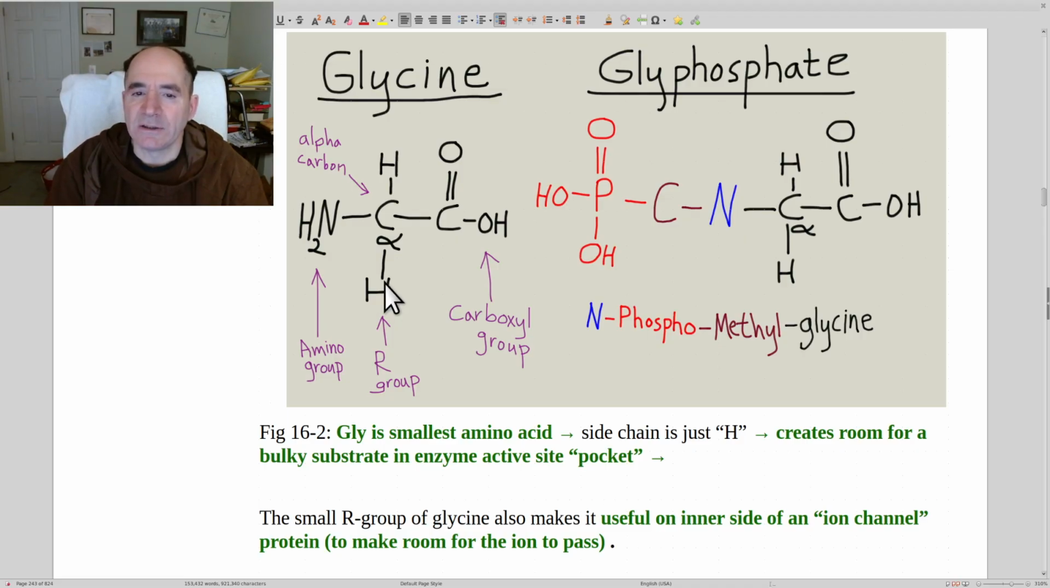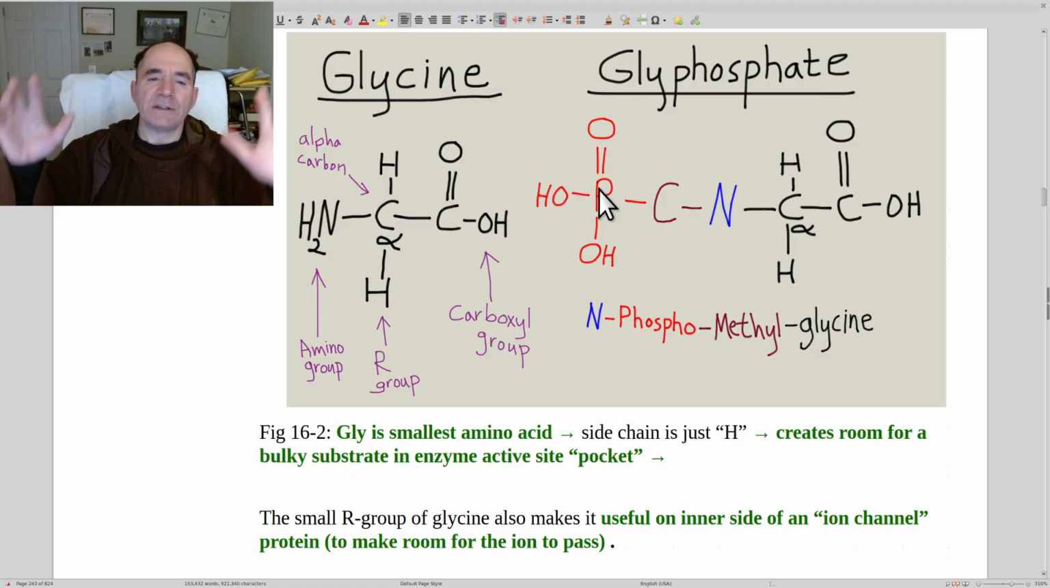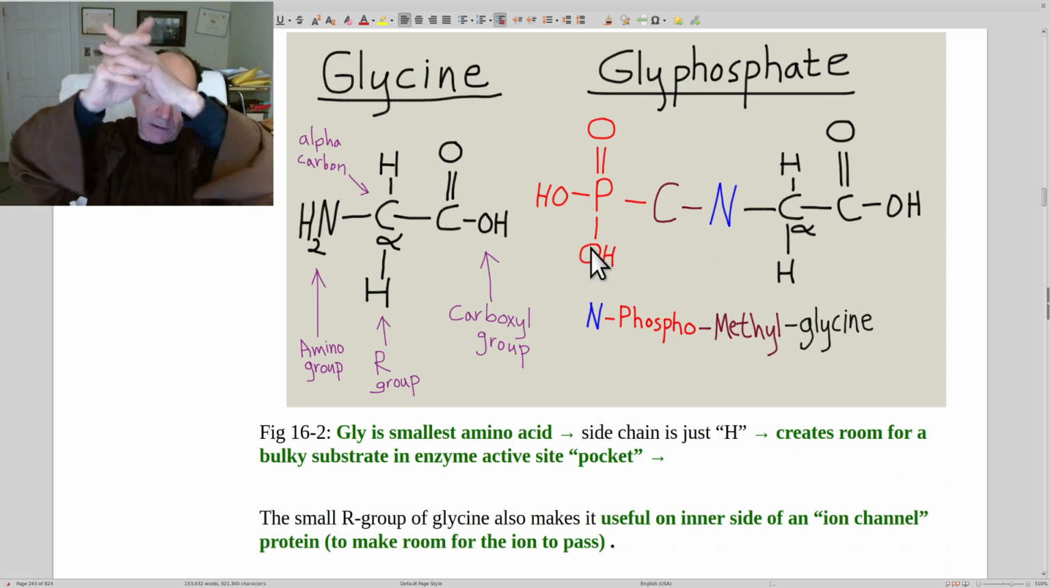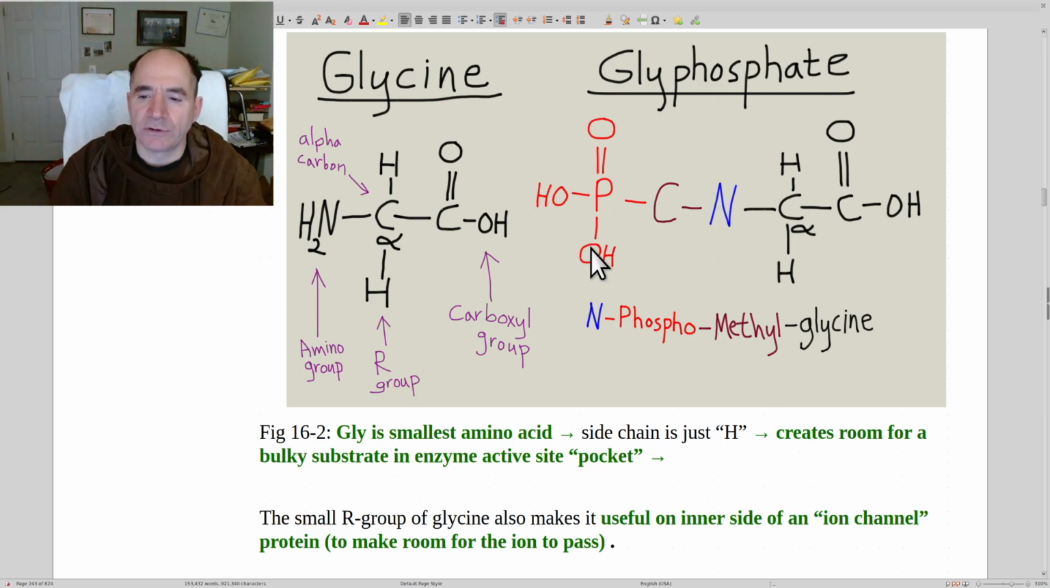Glyphosate is unique in the sense that instead of just having an amino group, it has an extra phosphate stuck on here. So just think of it as glycine phosphate. There's a little more to it. There's an intervening carbon, a methyl group, but just think of it as a phosphate. That'll get you what you need for understanding what's about to be shown to you about how it has a negative effect on enzymes.